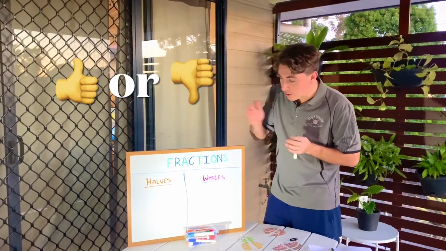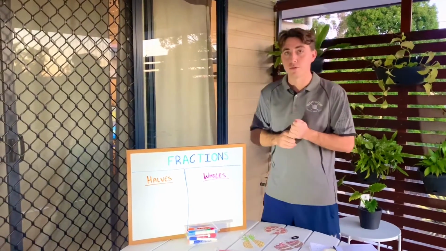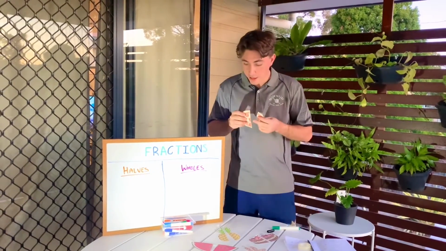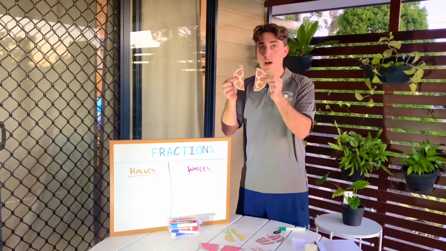Before we start, can I just get a thumbs up from everyone who has heard of these two terms, halves and wholes? Okay, so for those of you who don't know or haven't heard the terms before, in order to have a whole object, we have to have two equal halves.